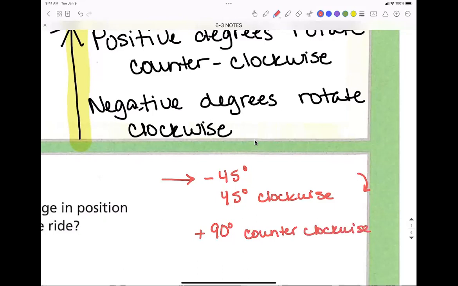So you've got to have that knowledge and be able to interchangeably mix the way it's written. Sometimes it'll be negative 45 degrees, and that's all you're given. And you have to know that that means a 45-degree rotation clockwise. Sometimes it'll be positive 90, and it won't say counterclockwise, but you have to know that because it's positive, it is counterclockwise. And counterclockwise goes the opposite way of clock hands. That's why it's called counterclockwise.